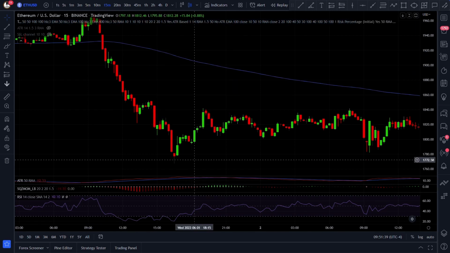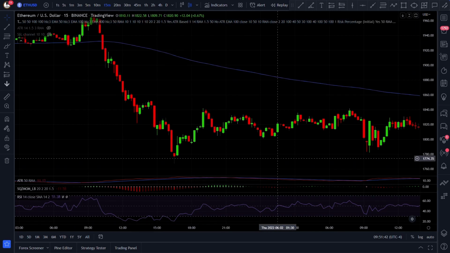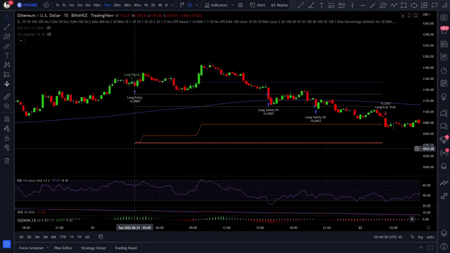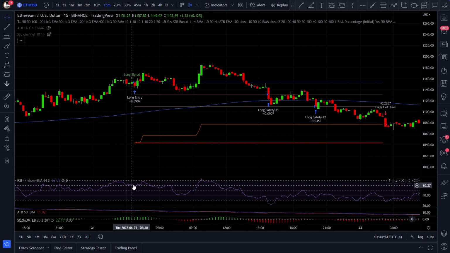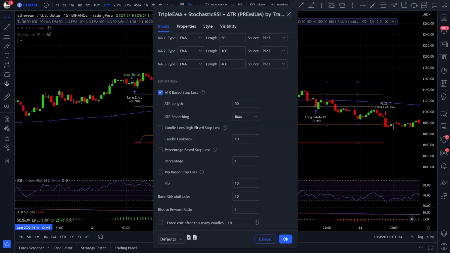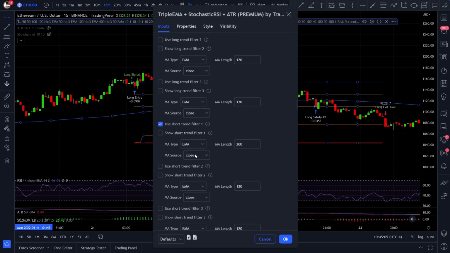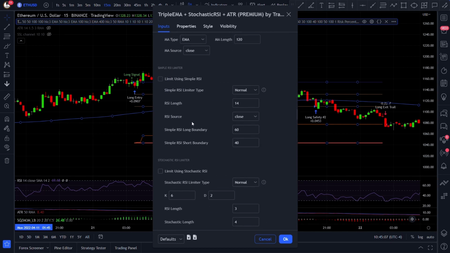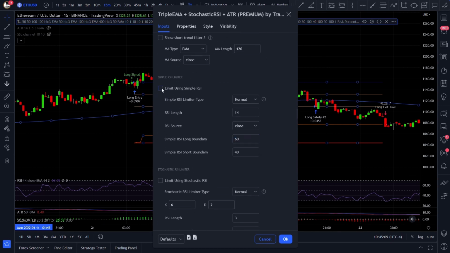As you can see, that short trade we wanted to eliminate is now gone. For a long example, here you can see a losing long trade. As you can see, the price was overbought, so it wasn't a good place to enter. If we take a look at the RSI, you can see that the RSI value was over 60, so if we want to get rid of this trade and any other trades when the RSI level is above 60, set the simple RSI long boundary to 60.